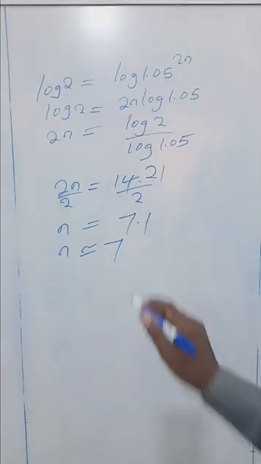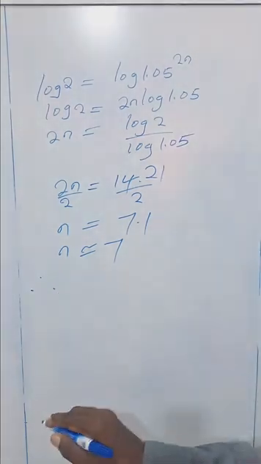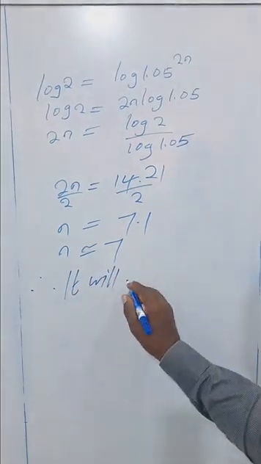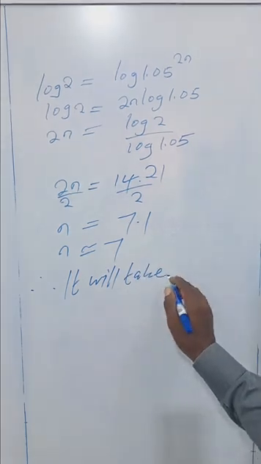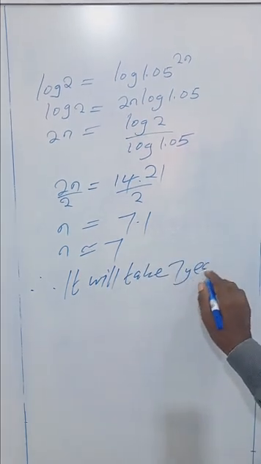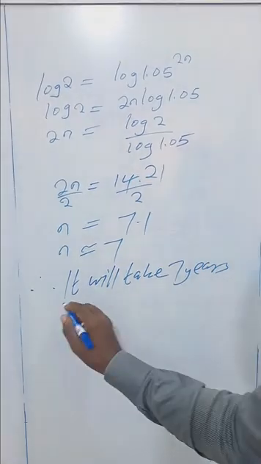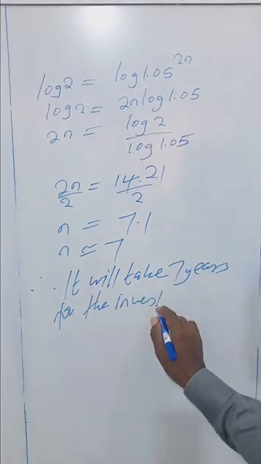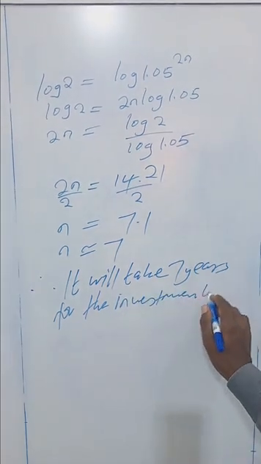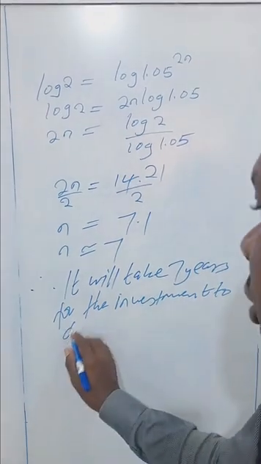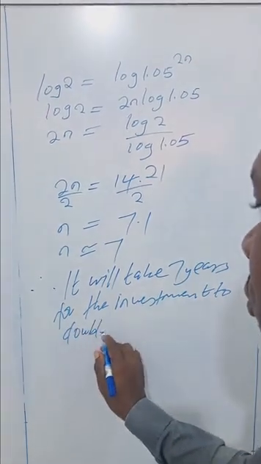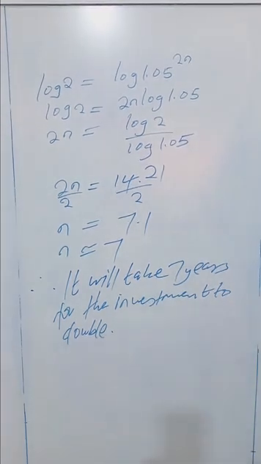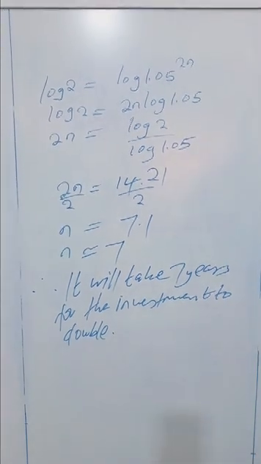So therefore, it will take 7 years for the investment to double. It will take 7 years for the investment to double. That's the answer, and thank you for watching.